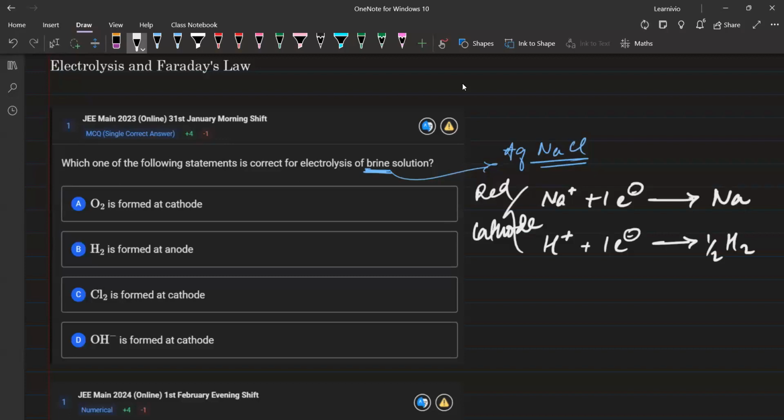Okay. So is Na+ there? No, Na+ is not there anywhere. But they are saying something about H2. H2 is formed at the anode, so this is not right. This is incorrect. Now, at the anode, we can have two things.